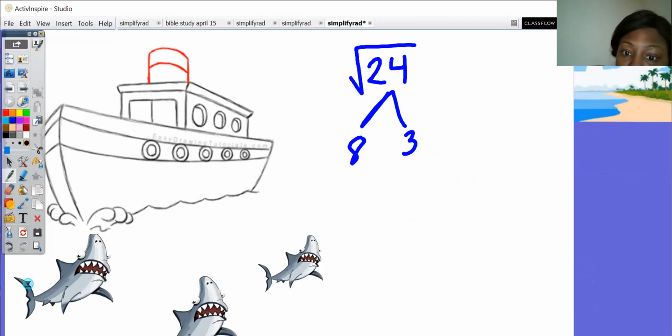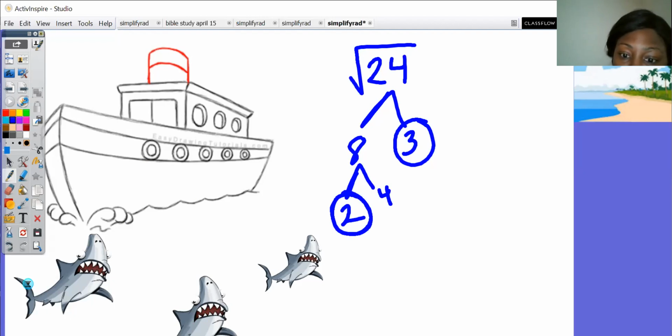So we got a 3 because we cannot break down to the ones. We don't want any ones going to the boat. And from 8, we know that's going to be what times what is 8? 2 times 4. Now that we have a 2, we need to circle the prime factors.